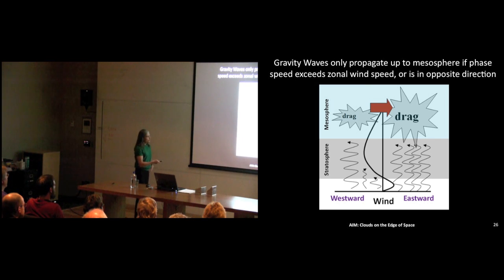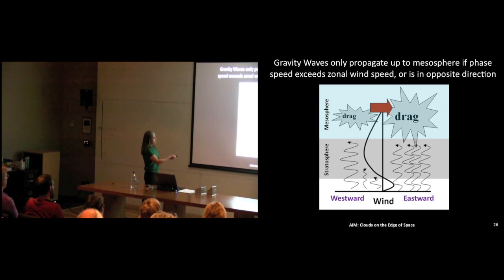So this picture shows that happening. You have your wind here. This is the zonal wind. When it's on this side of the middle line, it's going in an eastward direction. When it's on this side of the line, it's going in a westward direction. These wavy arrows are indicating the gravity waves that are coming up from the troposphere.